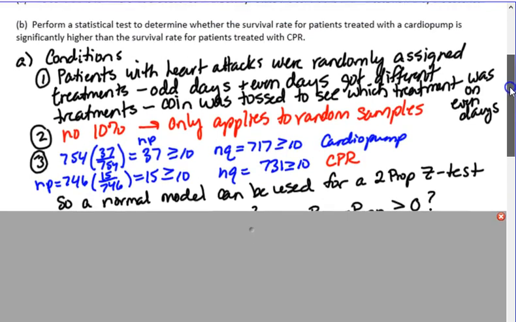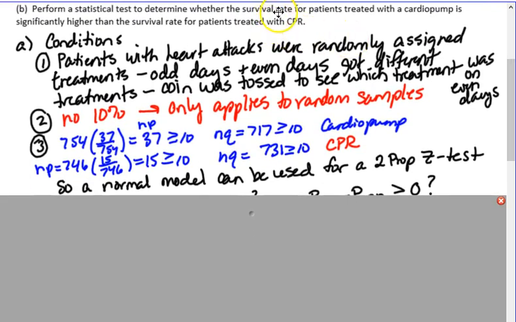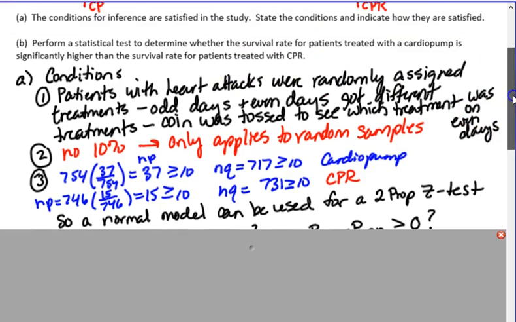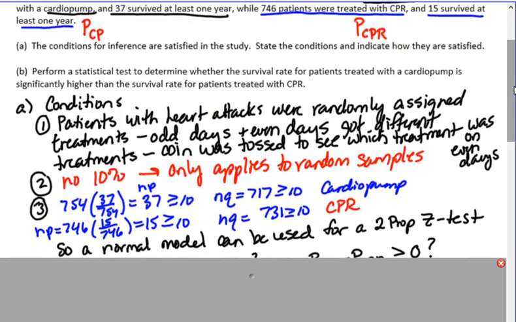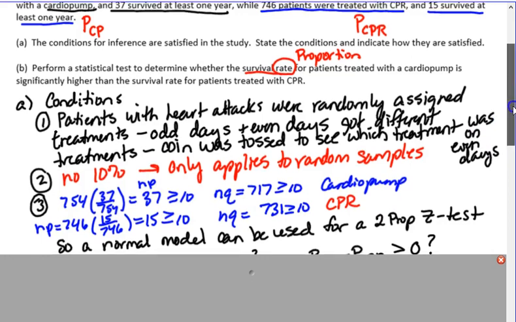Okay. Secondly, perform a statistical test to determine whether the survival rate for patients treated with a cardiopump is significantly higher than the survival rate for patients treated with CPR. When you see rate, survival rate, that indicates a proportion, because it's like 37 out of 754, whatever percent that is, that would be our survival rate for the cardiopump.